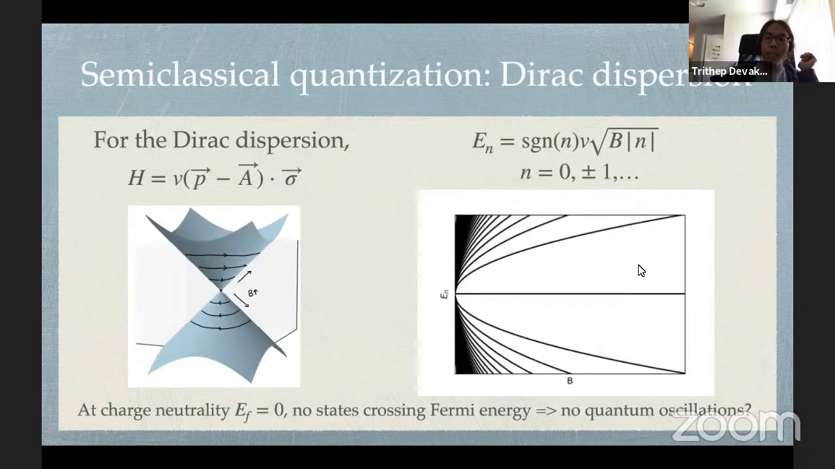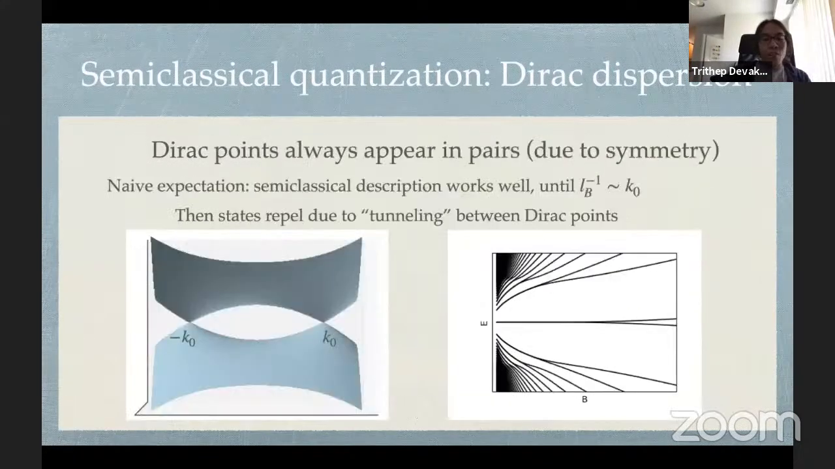Now, if you're sitting away from the Fermi energy, away from E equals 0, I mean, then you have states that are crossing periodically in 1 over B, and you get quantum oscillations. But if you're sitting at exactly E equals 0, then you're right on top of this zero energy eigenstate, and you don't see any states that are crossing the Fermi energy. And so at least you don't expect to see any quantum oscillations at that point. Now, in a real material, you never have a single Dirac cone. You always have a pair of them for symmetry reasons. So you can ask what happens in that case.